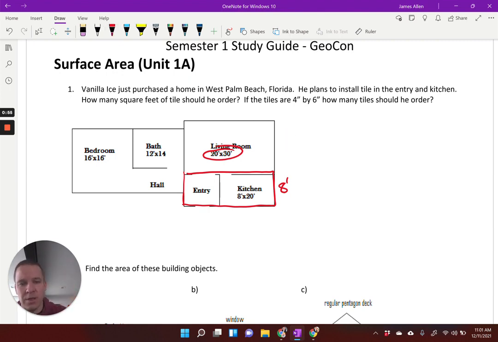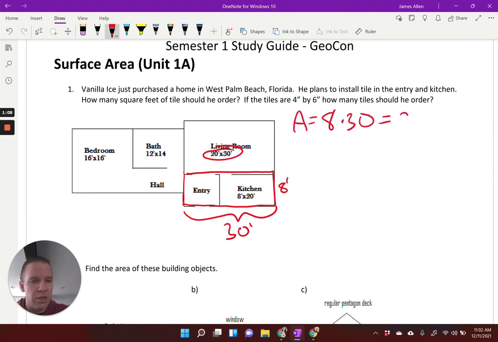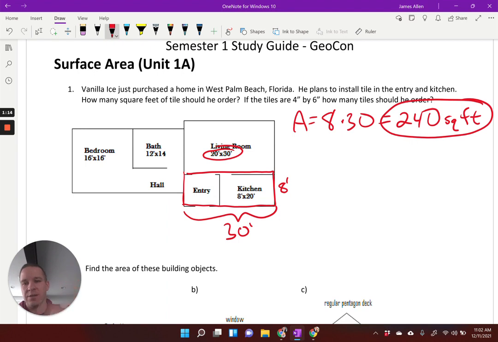But the dimension I really want is the 30 feet all the way across, okay? So I've got myself an area of 8 times 30, which gives me 240 square feet. So first question answered. Boom. How many square feet of tile should he order? Now the next part, you can go about this in a couple ways, okay?